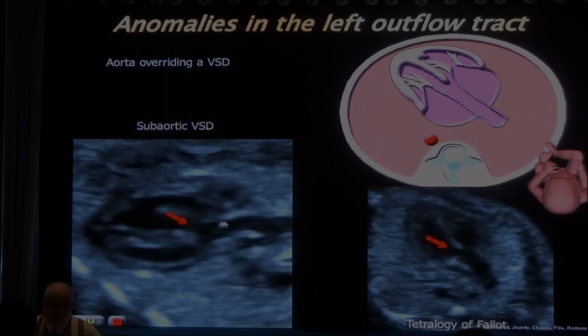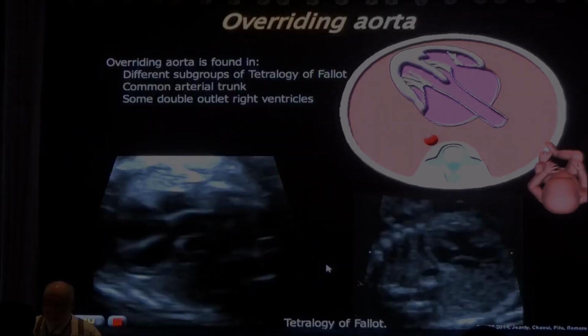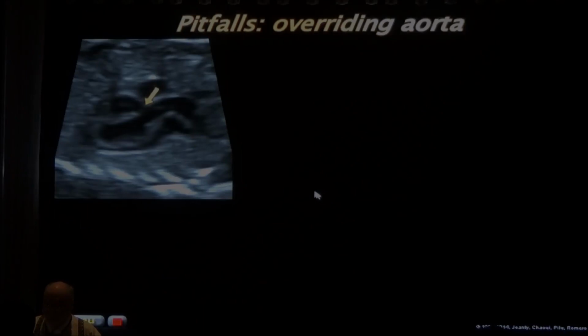So if you see the aorta, and the aorta has a foot on both ventricles, you see the leg of the ballerina is broken. This is an overriding aorta. This is a subaortic VSD. This is very typical of tetralogy of Fallot. Okay, so easy to recognize. The break in the leg of the ballerina. Another example, overriding of the aorta. Think about common arterial trunk, and some of the double outlet right ventricle could also do that.